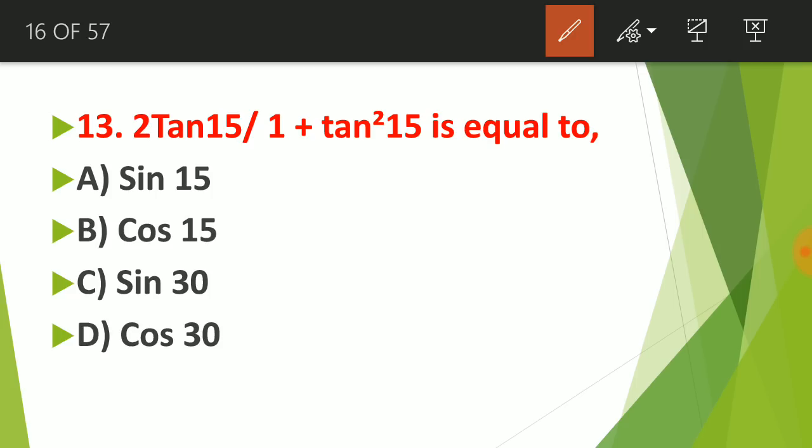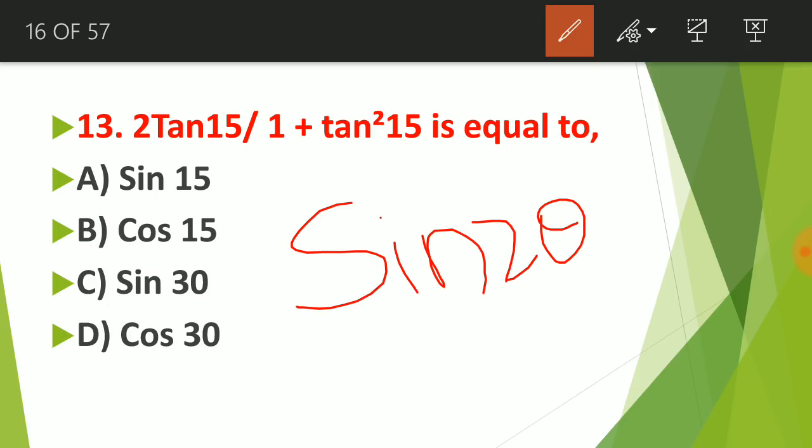In this question, 2 tan 15 divided by 1 plus tan square 15 is given, and our formula for this is sine 2 theta. Sine 2 theta is equal to 2 tan theta divided by 1 plus tan square theta. Here theta is 15 degree, because of that 2 theta will be 30. That is in option choice C. So sine 30 is the answer for question number 13.